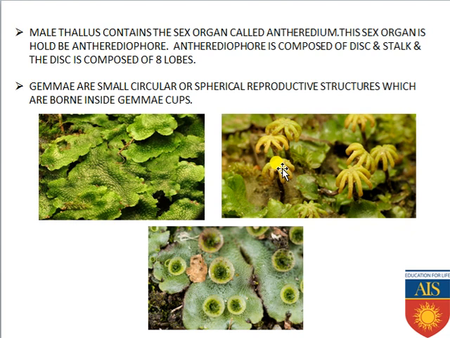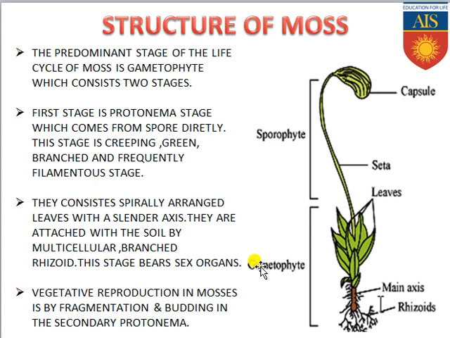Antheridiophore and antheridium are not shown here, and these are the small gemma which are present within the gemma cup. The gemma cups are cup-like structures within which the green structures you can see are known as gemma. Those are small circular reproductive structures. So this is overall about the structure of the liverwort, or Marchantia.